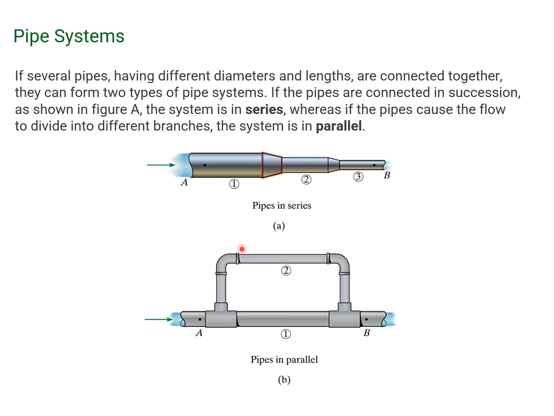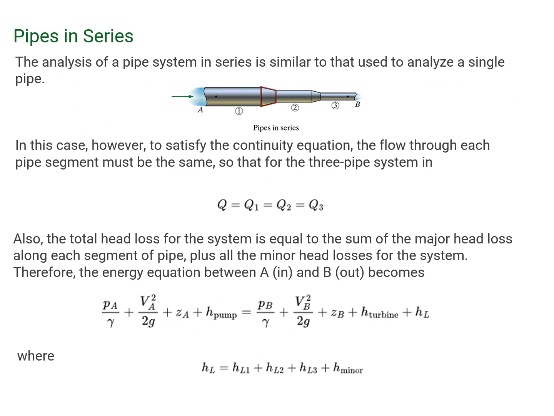This is similar to current flow. It's exactly the same kind of situation. The analysis of pipes in series is similar to that used to analyze a single pipe. In this case, however, in order to satisfy the continuity equation, the flow through each pipe segment must be the same. So for this three-pipe system, the Q values have to be the same in each one.